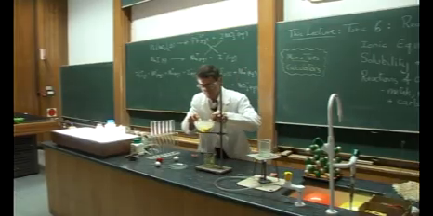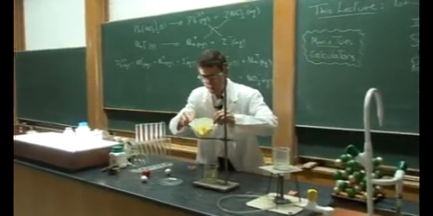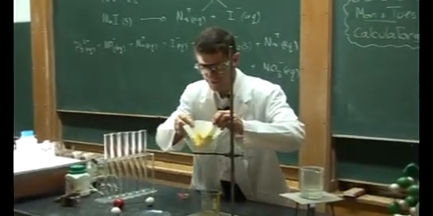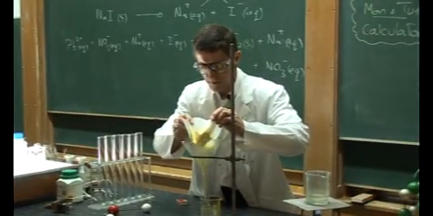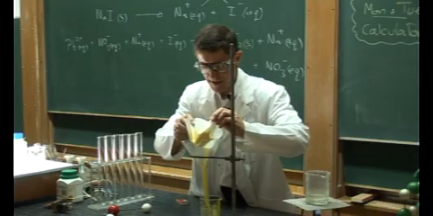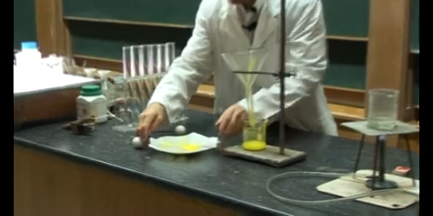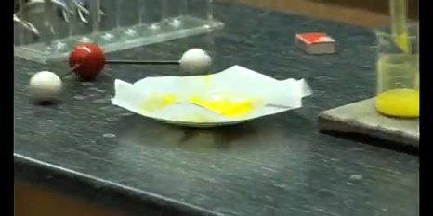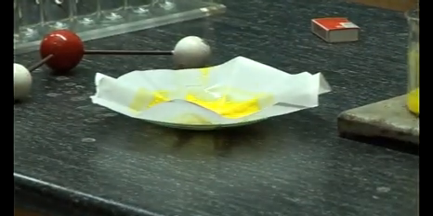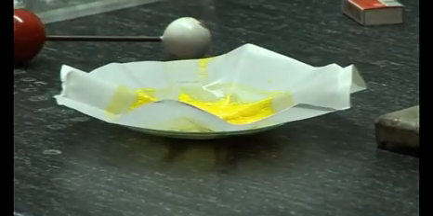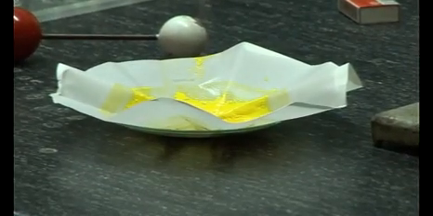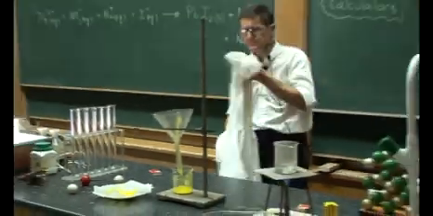Meanwhile, let me pour out just a little bit of the residual stuff there, and if I open up the filter paper, you'll see that I've got solid lead iodide. And we can use this sort of process to convert chemicals that we have into chemicals that we want, if they happen to be different things.